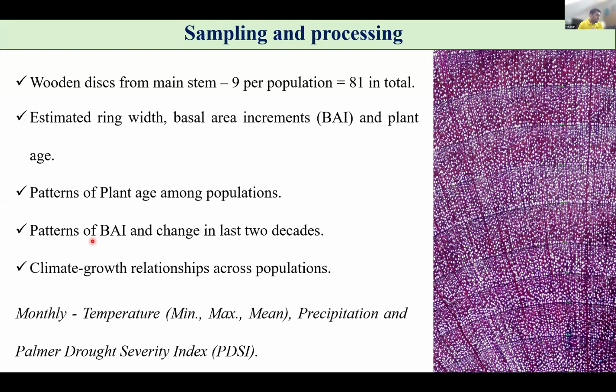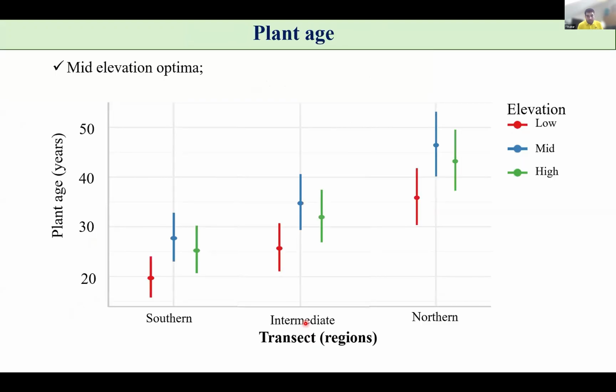And then we estimated the climate-growth relationships across populations. Here we estimated the relationship with monthly temperature, with minimum, maximum, and mean, and then the precipitation and the Palmer drought severity index. So now coming to the results part.